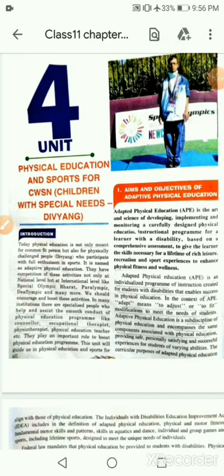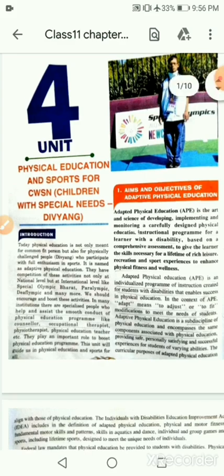Good morning, students. Today we will start our fourth unit, Physical Education and Sports for Children with Special Needs, known as Divyang. Today, physical education is not only meant for common fit persons, but also for our physically challenged people, means for our Divyang also. They also participate in physical activity like in Special Olympics Bharat, Paralympics, Deaf Olympics, etc.